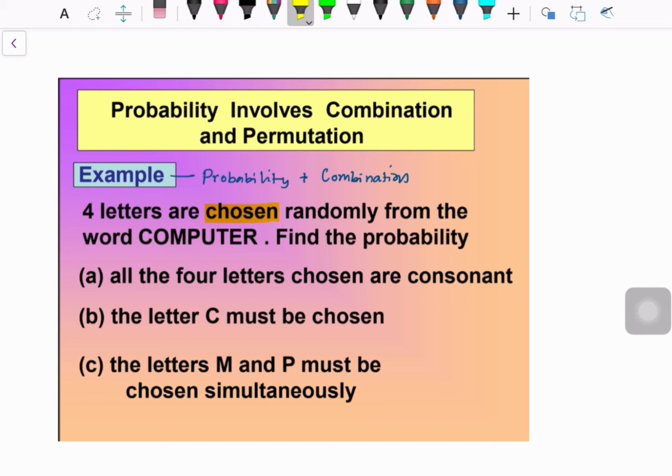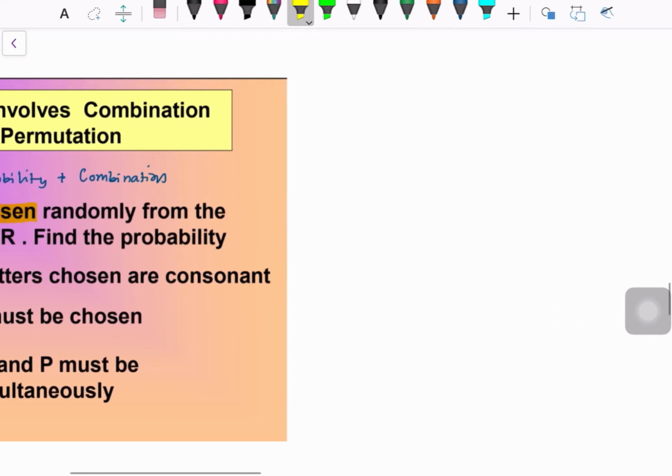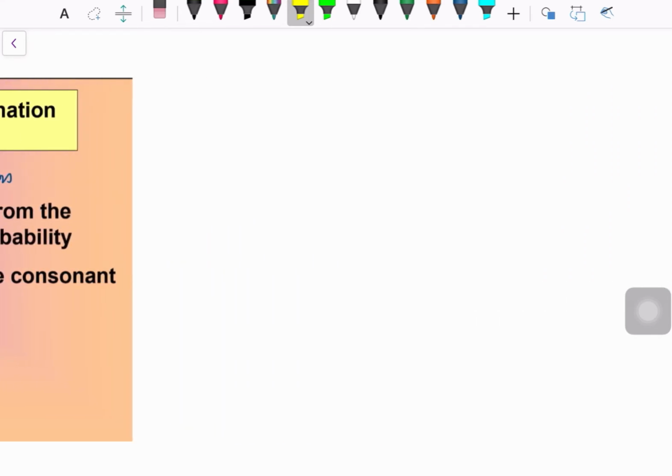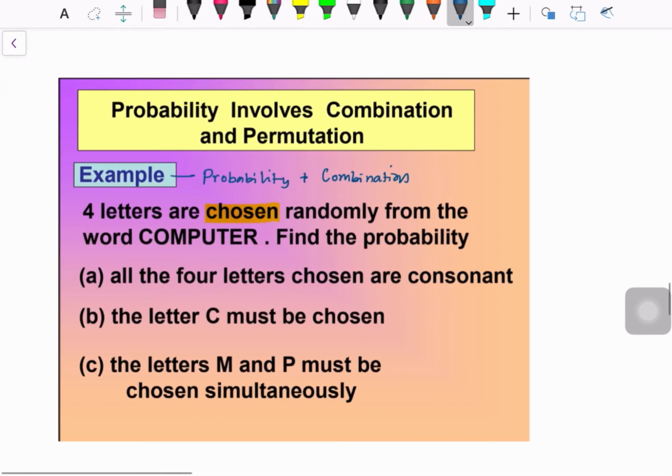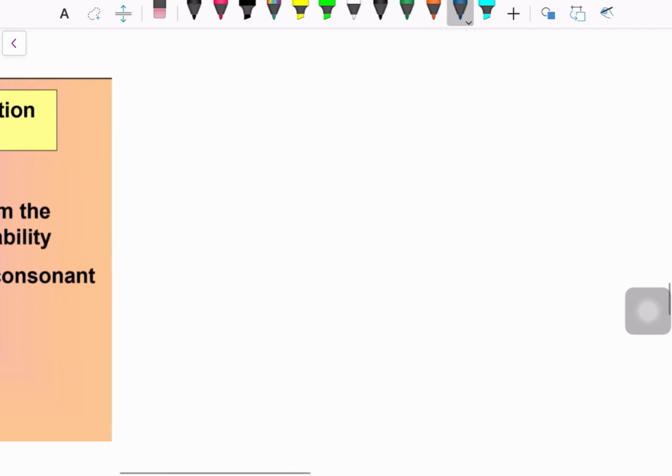According to these examples, the first thing I'm going to do is treat this problem as the first event. Let's say we are looking for A, the probability that all 4 letters chosen are consonants. First, I'm going to let A be the event that the 4 letters chosen are consonants.